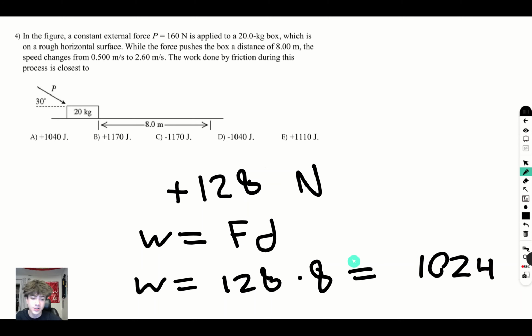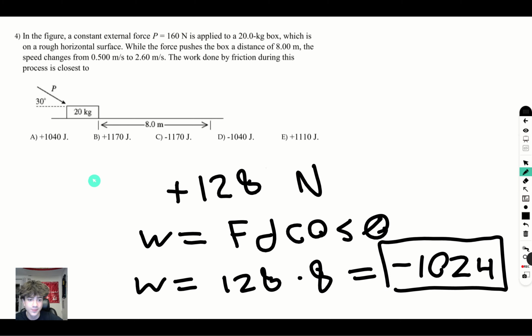Now, we must incorporate a negative sign here, and the reason for this is that friction is going in the opposite direction that the block is moving, and since the frictional force and the movement of the block form a 180-degree angle, we know that our full work equation is FD cos theta, and the cosine of 180 degrees is just -1, and that's where the negative sign comes from. This will be your final answer.